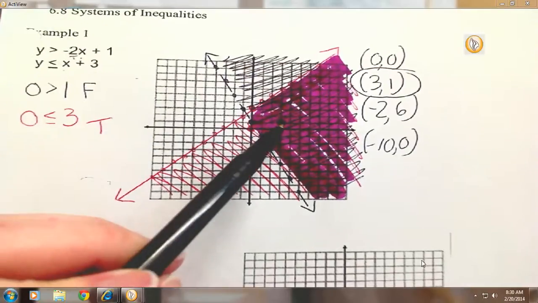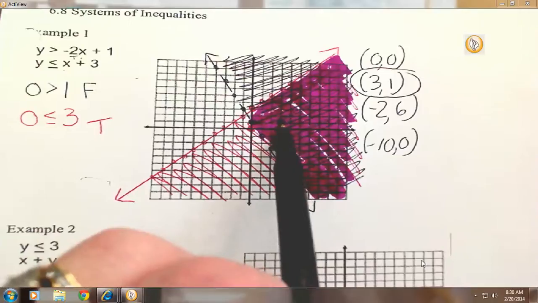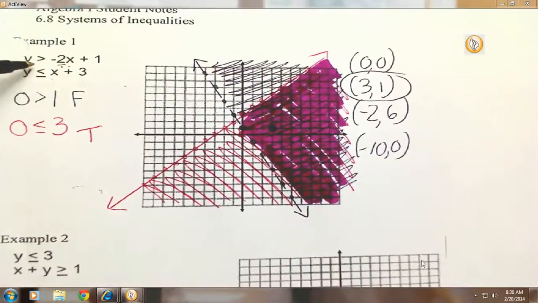It's kind of hard to see the color shading. It's approximately right here on our graph, which is definitely in that shaded region. If we test that ordered pair in our inequalities, it would be true. It is definitely a solution.